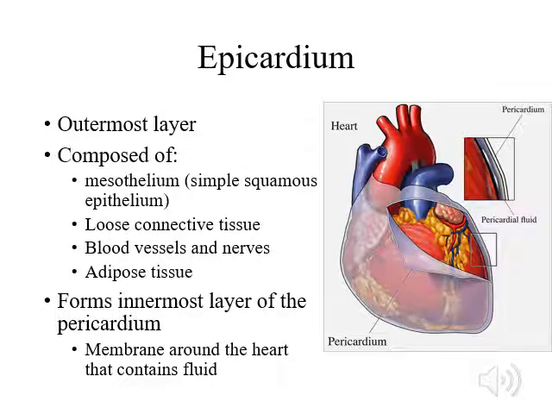The outermost layer of the heart wall is the epicardium. So this is composed of mesothelium, so simple squamous epithelial cells, and they're overlying some loose connective tissue containing blood vessels and nerves. The epicardium in turn becomes part of the pericardium. Between the epicardium and the pericardium is the pericardial cavity.